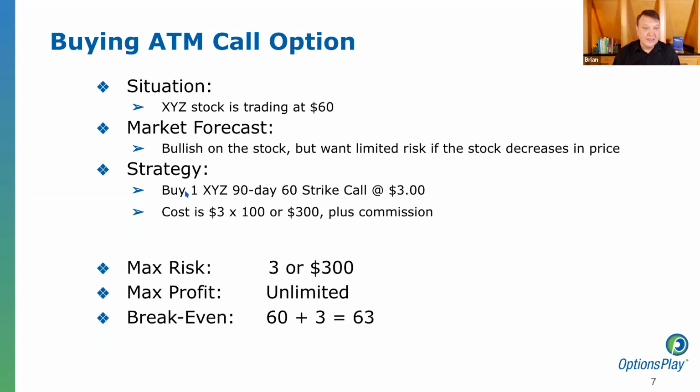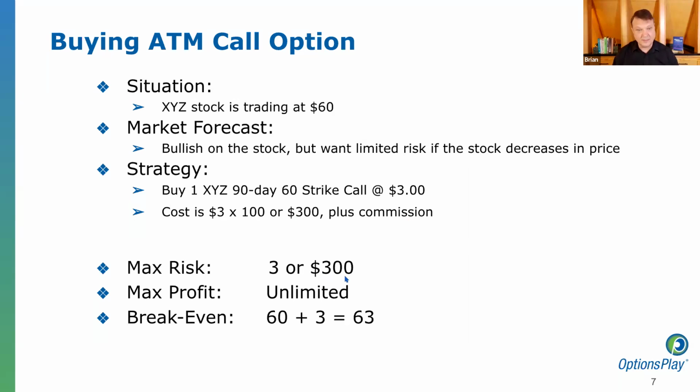But more importantly, that option contract has 90 days to expiration in this fictitious scenario. We're buying the 60 strike call, which is where the stock is at. That option contract was trading for $3. That means our cost is going to be 3 times the number of shares that the contract represents, which is usually 100, or $300, and you don't want to forget to add in any commissions that you might incur while placing the trade. But that really means that our max risk for that option contract is going to be $300.